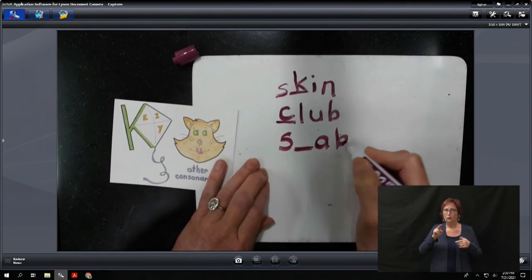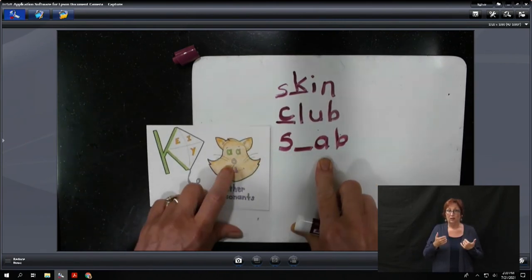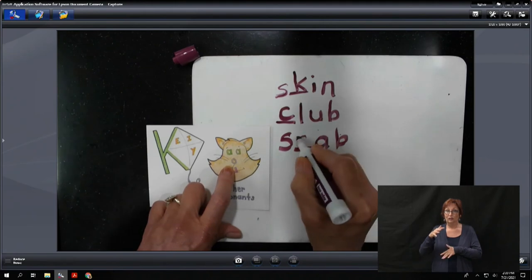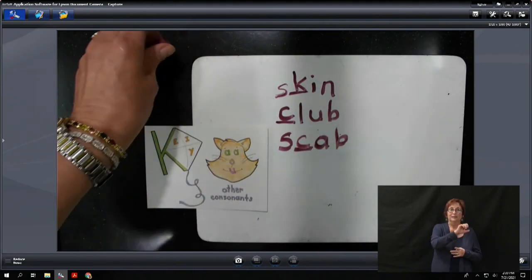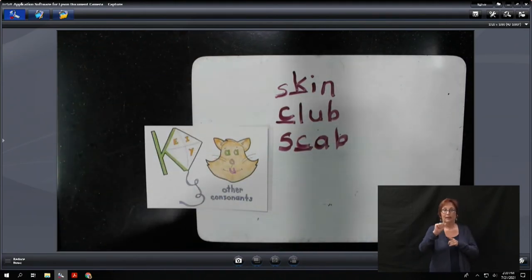S-c-a-b. Okay, I have an A there, so I'm going to use my C. Kind of cool, isn't it? I love the cat and the kite. I have to tell you, I learned this from Maggie.